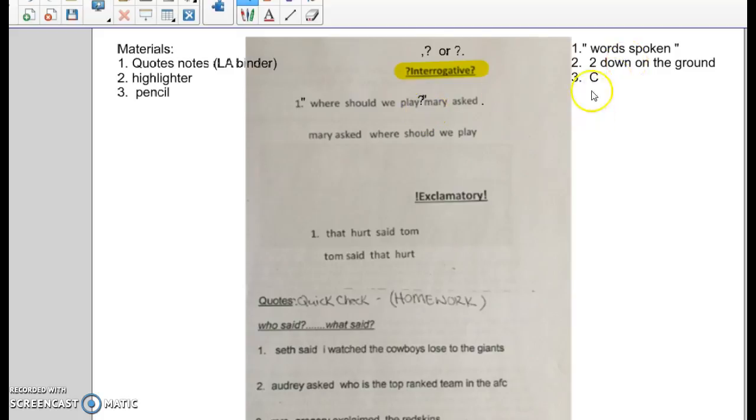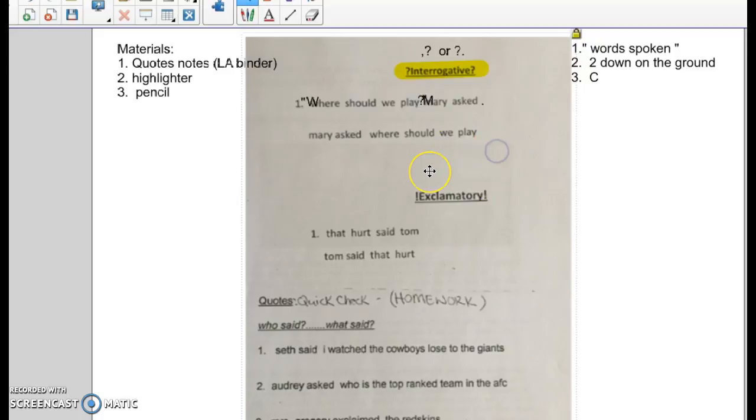All right, step 3, what do we need to capitalize? Well, of course, we need to capitalize the entire sentence. This is being capitalized for 2 reasons. First of all, it's the whole sentence, where should we play, Mary asked, and it is the spoken sentence. Now, we do need to capitalize Mary, but it's not because it's a sentence. It's only because Mary is her name. So you're going to capitalize Mary because it's her name.